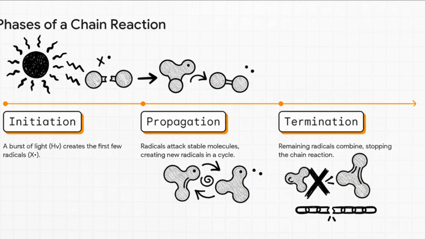Then comes propagation. Each new outlaw attacks a stable molecule, stealing the electron it needs, but in doing so, it creates a new outlaw in the process. This cycle just feeds itself, running on and on and on, until, finally, termination, when the last few radicals find each other, pair up, and the whole chain comes to a halt.